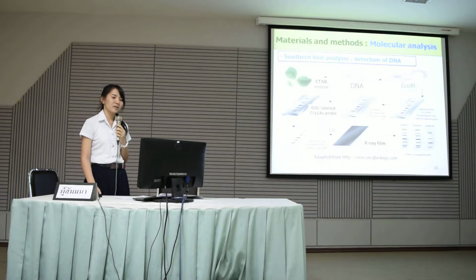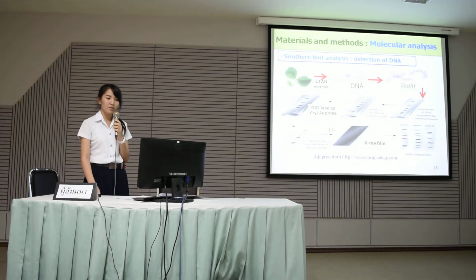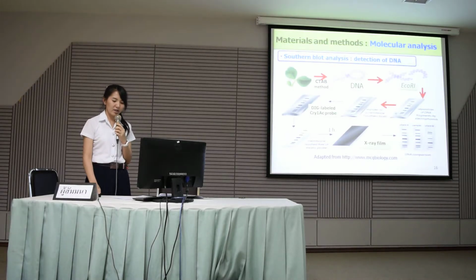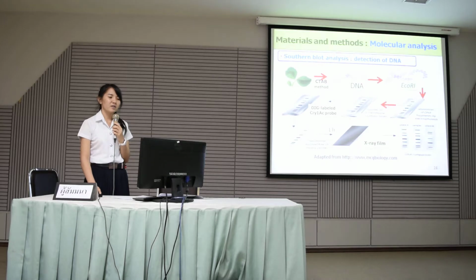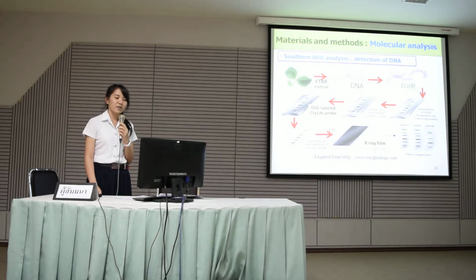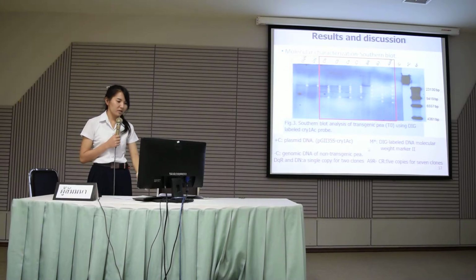Next step is Southern blot. DNA was isolated by the CTAB method from leaf of transgenic P, was digested with EcoRI and separated by electrophoresis, and transferred to positively charged nylon membrane and hybridized with DIG-labeled CRY1AC probe. And the results were exposed to X-ray film for 1 hour. The result is shown in figure 3.